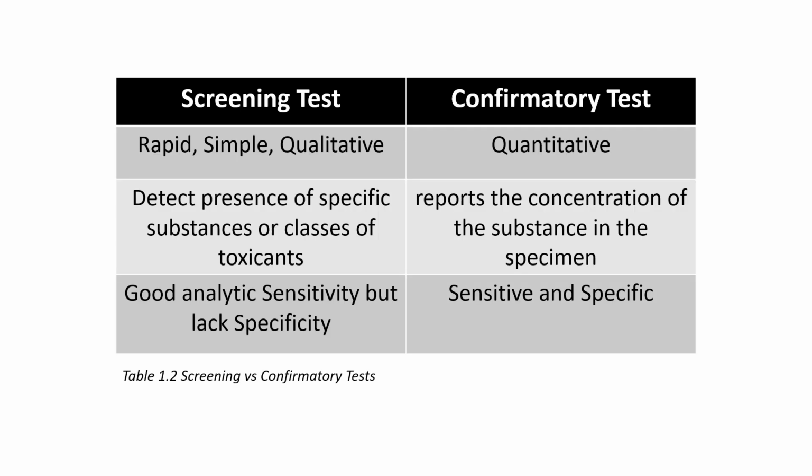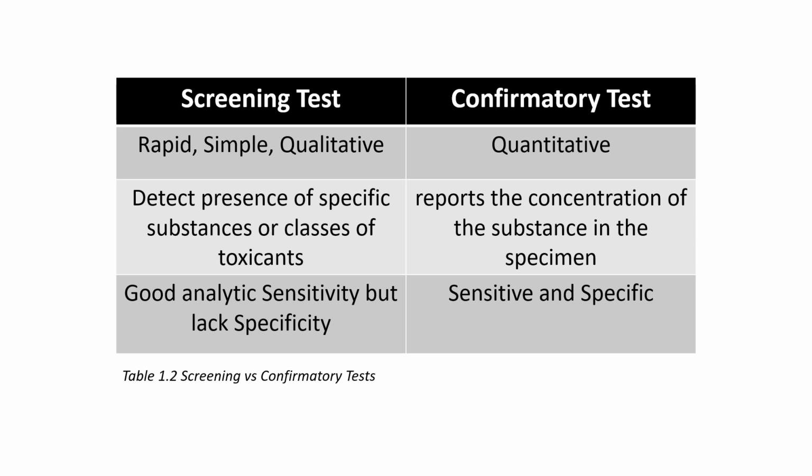So in the analysis of toxic agents, we have the screening test, which is usually simple, rapid, and qualitative, and the confirmatory test is usually quantitative. Your screening test detects the presence of specific substances or classes of toxicants. And your confirmatory test, since it is quantitative, reports the concentration of that particular substance.